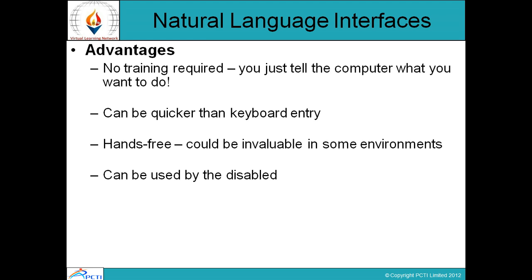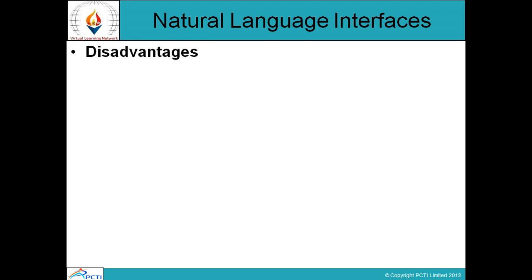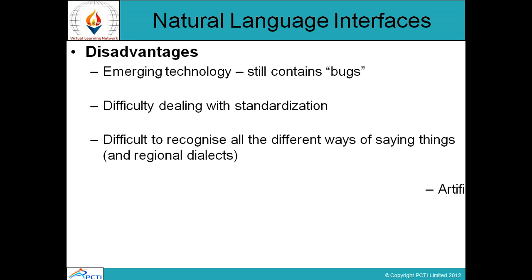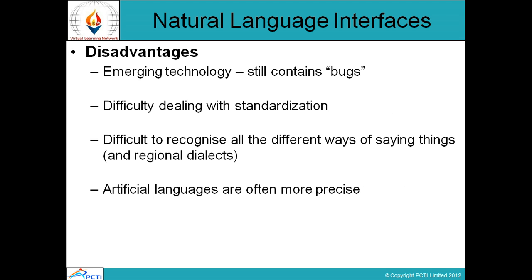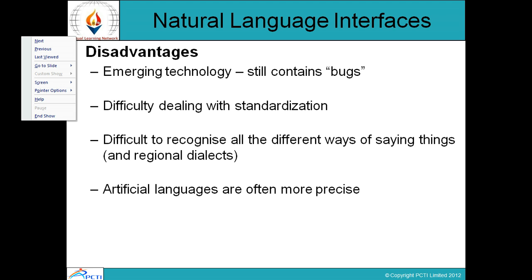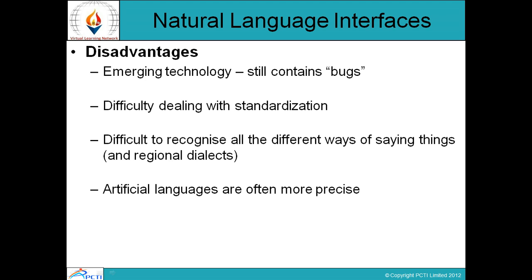Another important advantage provided by the natural language interfaces is that it can be used by disabled people. As far as the disadvantages are concerned, natural language interfaces still contain some sort of bugs. Emerging technology is there, but still bugs are there basically. Difficulty dealing with standardization, because bugs are there. So the natural language interfaces are not standardized as they are supposed to be. Difficult to recognize all the different ways of saying things.